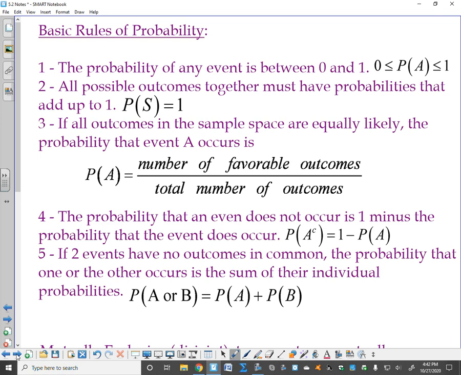All right, now this says P of S. Okay, remember what S stands for. S stands for your sample space. So the probability of everybody in your sample space must add to 1.